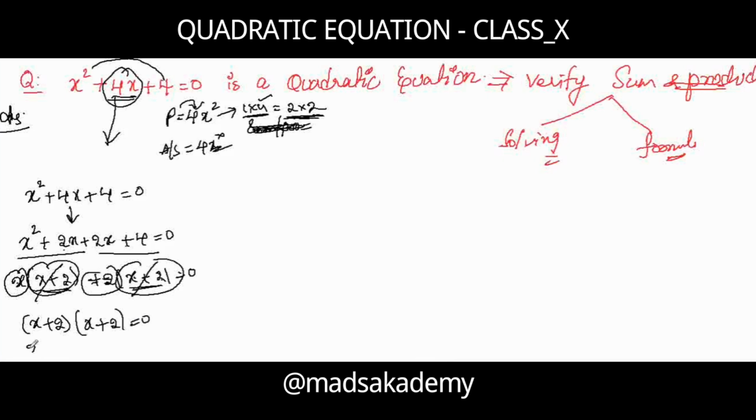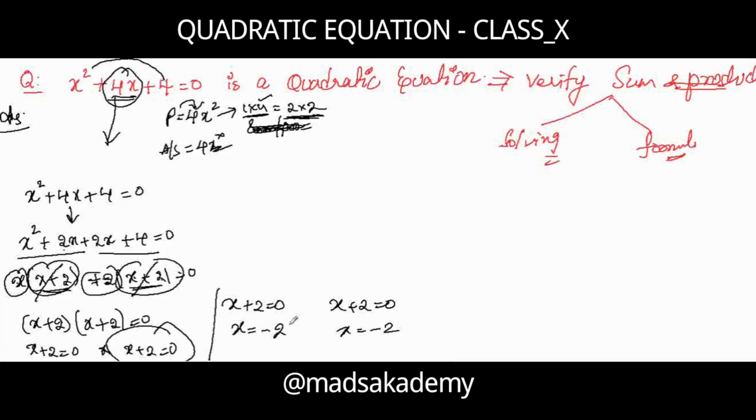So from this I can write x plus 2 is equal to 0 or x plus 2 is equal to 0. From this x plus 2 is equal to 0, so x is equal to minus 2. Here also x plus 2 is equal to 0, x is equal to minus 2. If we observe, we got two roots here. Let us take this as alpha and this as beta. So alpha is equal to minus 2, beta is equal to minus 2.